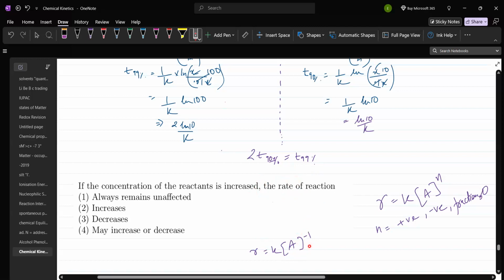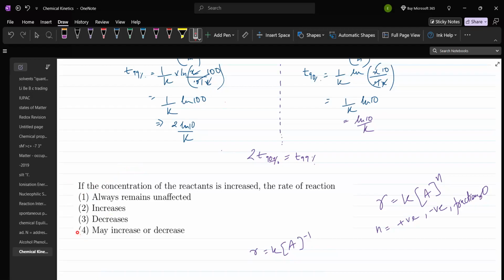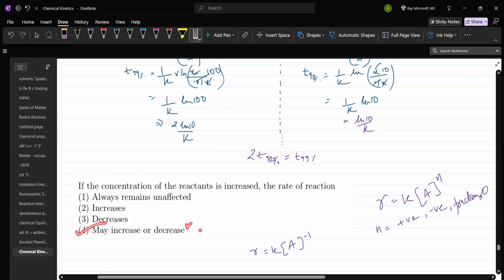So this is zero order reaction. For zero order reaction, we already understood that the rate of reaction does not depend on the concentration of reactant, right? So the answer will be correct for zero order reaction. Yes or no? Yes, sir. So n could be positive or negative. So this is the fourth option, which is the correct option. Okay.